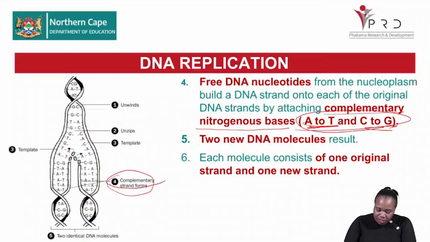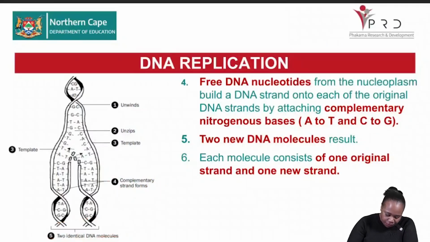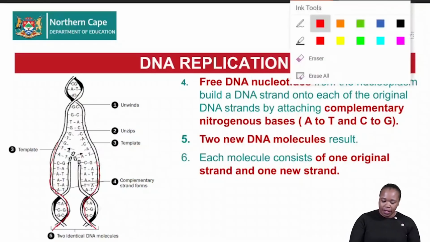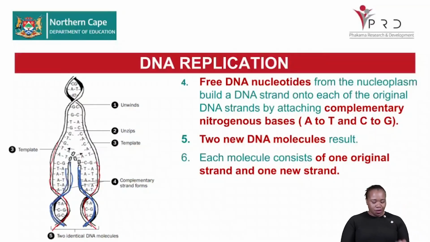Then 5, 2 new DNA molecules result. Don't forget that these 2 new DNA molecules are identical to each other. Each molecule consists of one original strand. We have the original strand over here. I'm going to highlight the original strands in the color red. We have the original strand over here. And then we have another original strand over here. And then we have the new strands as well. So the inner ones are going to be our new strands, as you can see there. Let's just change the color so that we can see them. The ones in blue are the new strands. The ones in red are our old strands. So each DNA molecule now has a new strand and an old strand, right?